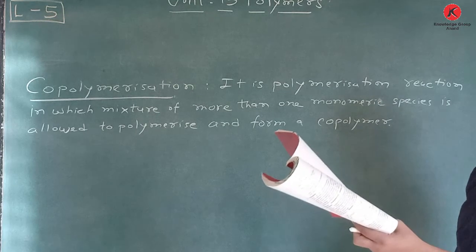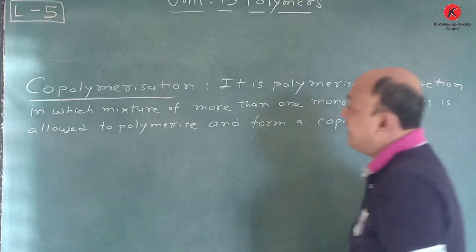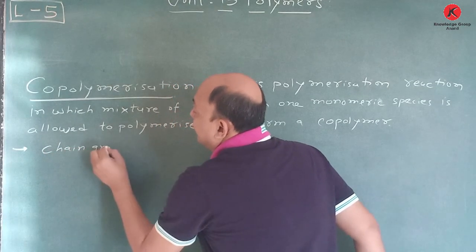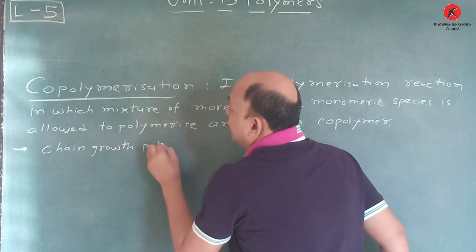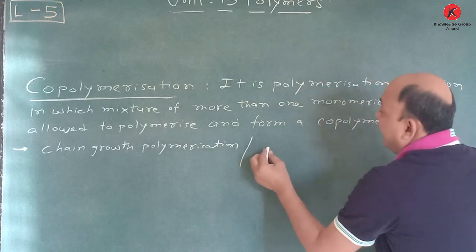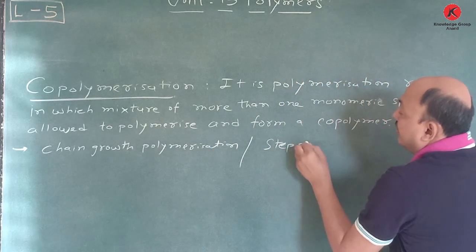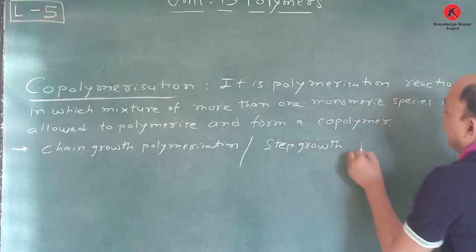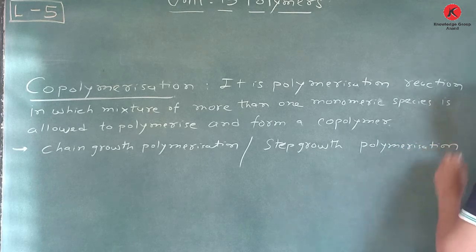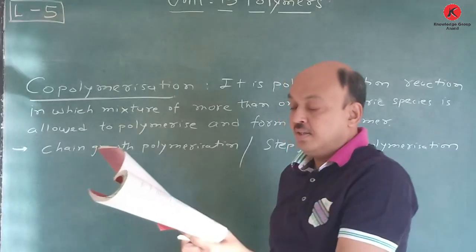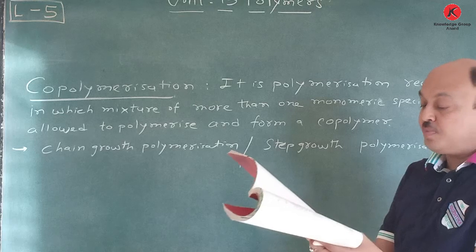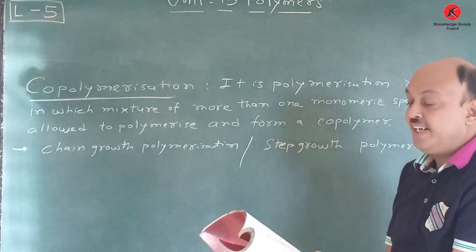Now, the copolymer can be made not only by chain growth polymerization reaction, but also by step growth polymerization reaction. Both reactions take part here, remember. But by step growth polymerization reaction also, it contains multiple units of each monomer used in the same polymeric chain.